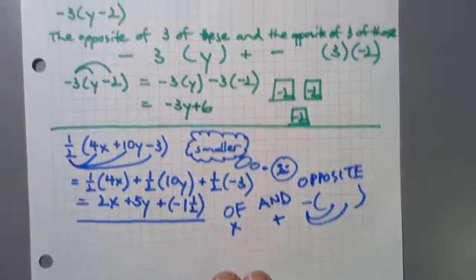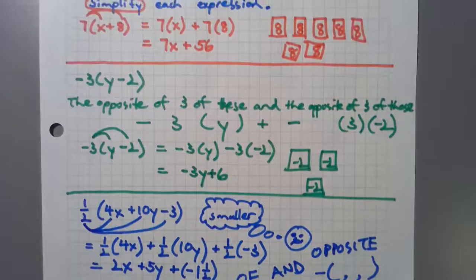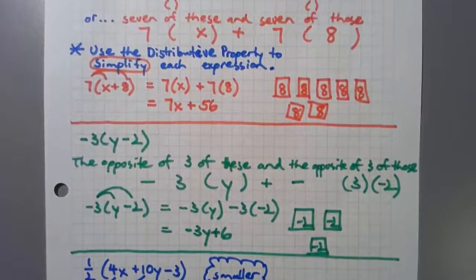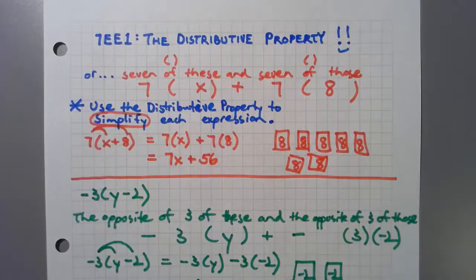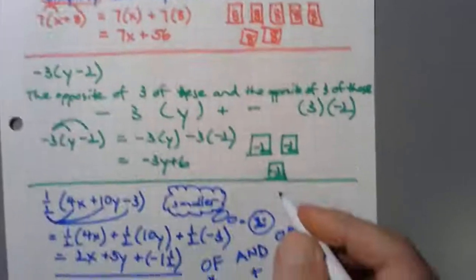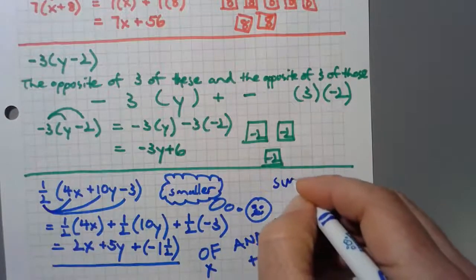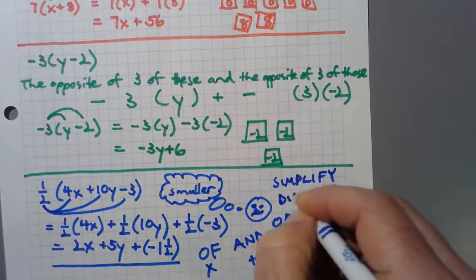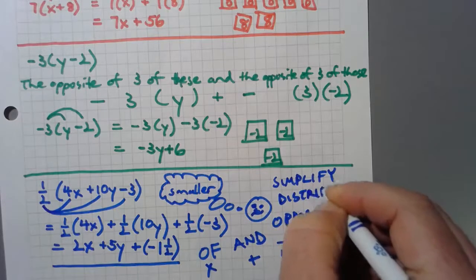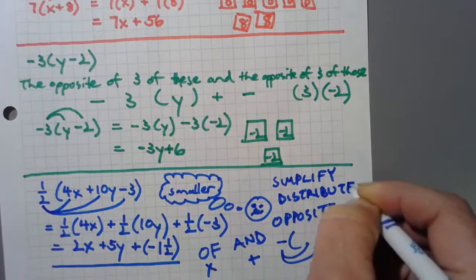Anyway, this video is over. The basics of the distributive property. Getting rid of those parentheses. Another word: simplify. Distribute. Without the vocab, we really cannot communicate about this stuff.